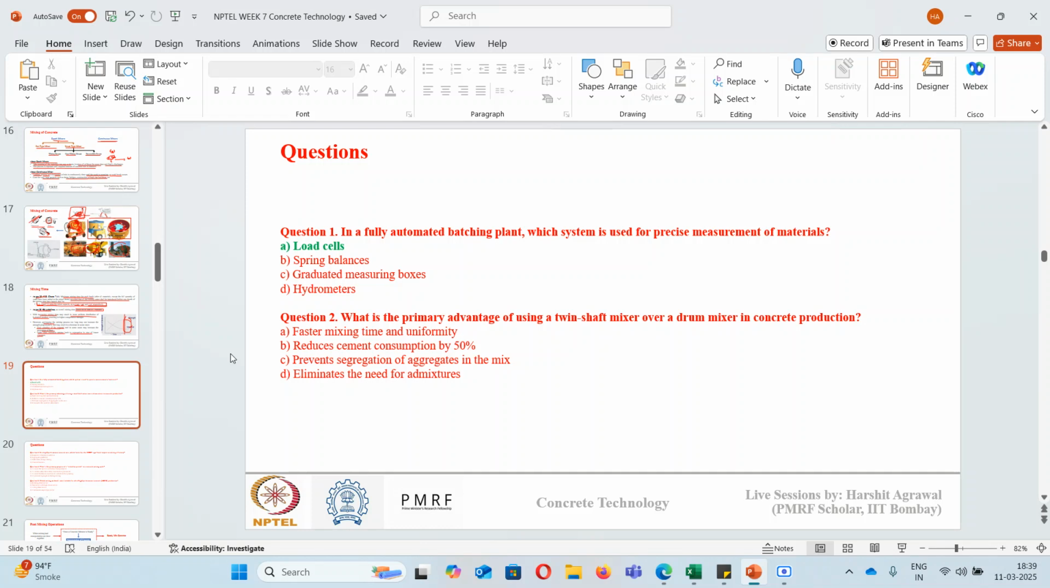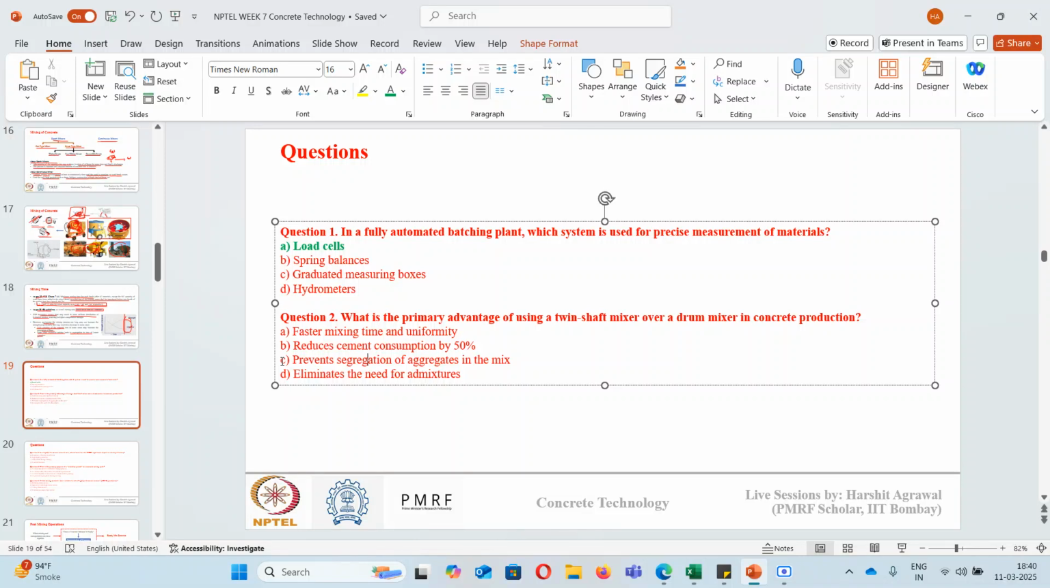So it will be option 3, prevents segregation of aggregates in the mix. Anyone else? Okay, so this segregation thing will only happen when you are using a high workability mix.